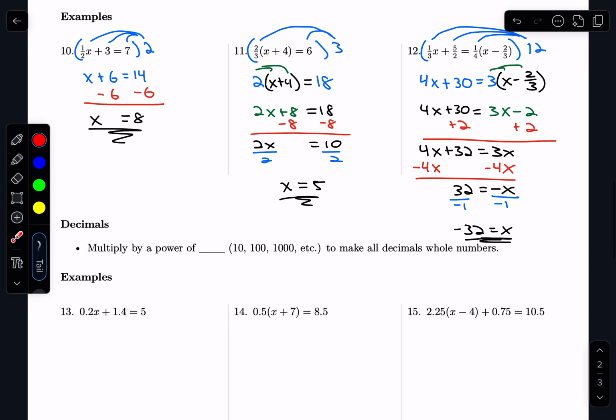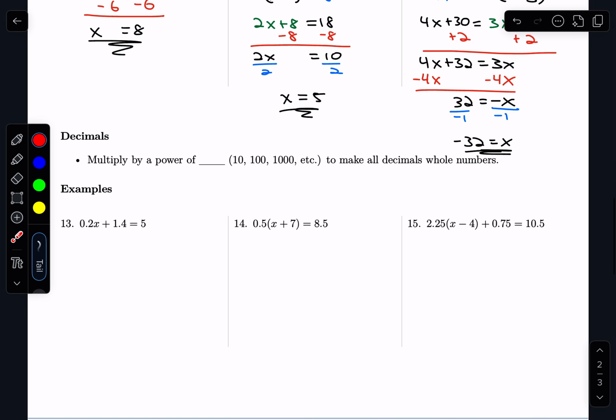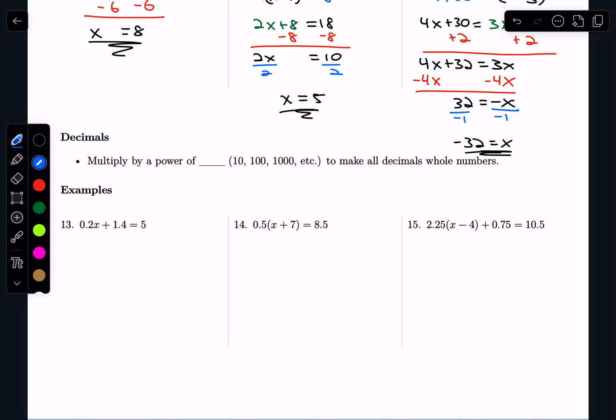All right, last part of this lesson is how to get rid of decimals. And I want to remind you that decimals are actually just fractions that are being represented in decimal form. And so the way we get rid of decimals is really the same as the way we get rid of fractions. Okay, we're going to be multiplying by a power of 10. Either 10 to the power 1, which is 10, 10 squared, which is 100, or 10 cubed, which is 1,000, whatever power of 10 we need. And this is going to make all the decimals whole numbers.